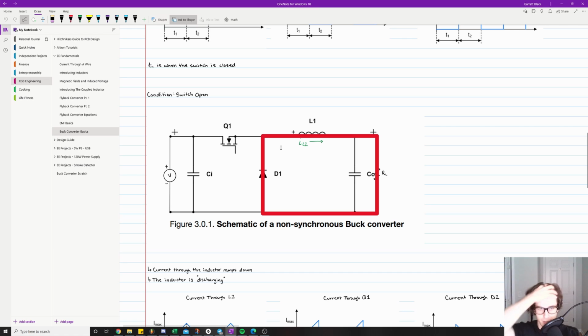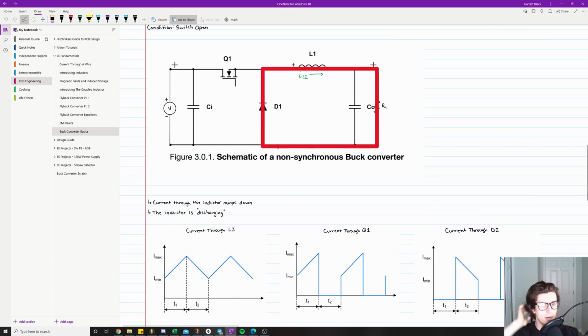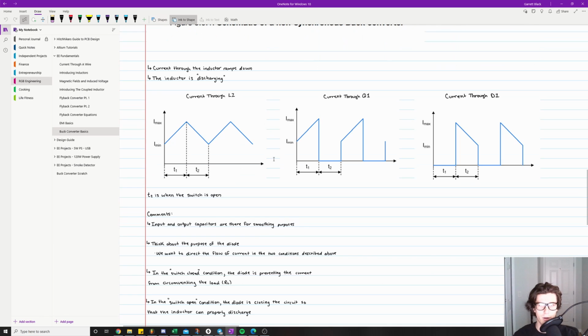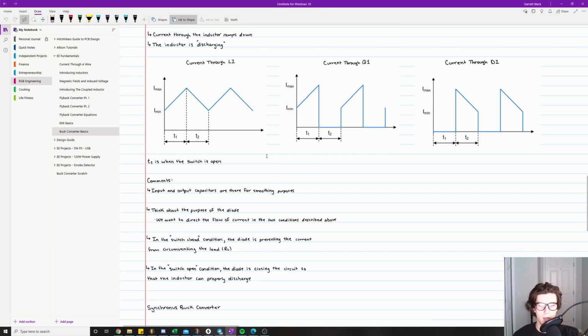So I hope that makes sense of what's going on and how the whole thing works. It's extremely simple, right? Especially if you watch my flyback converter video, this is a lot simpler. So this should be a cakewalk if you watch the rest of my videos, I think.